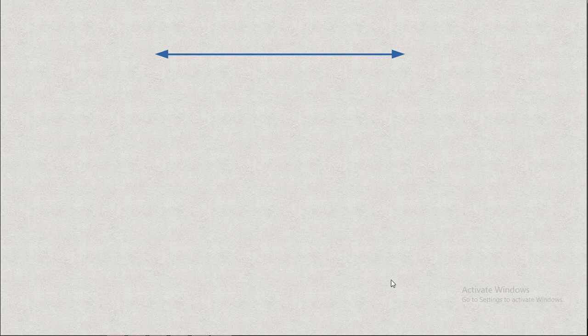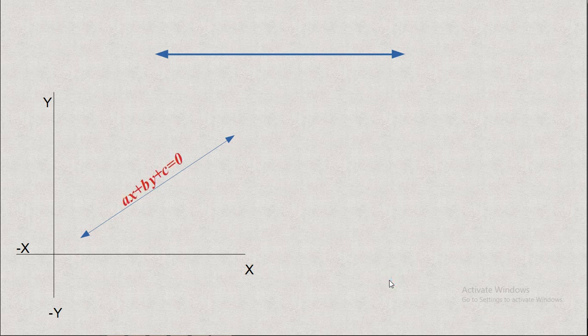Now let's see how the graph of a linear equation looks. In the 9th standard we have studied that the graph of a linear equation is a straight line, isn't it? Now let us draw a graph of a linear equation here like this. It is some ax plus by plus c equal to 0, that is a linear equation in two variables x and y.